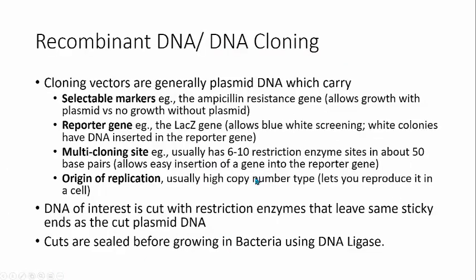With regard to recombinant DNA, all you need to know are these 4 things in this slide. You need to know that there are selectable markers, reporter genes, a multi-cloning site, and an origin of replication. You need to know roughly what they do for you and why they are important in a cloning vector. Basically, whenever a question tells you that they are cloning the DNA, the purpose of that is to make more of the DNA and only have that specific gene in large quantities.